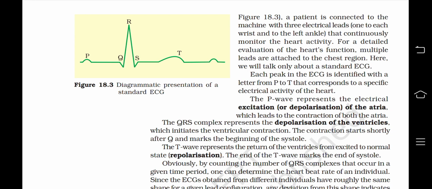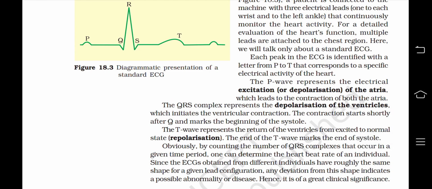Each peak in the ECG is identified with a letter from P to T that corresponds to a specific electrical activity of the heart. The P wave represents the electrical excitation, or depolarization, of the atria, which leads to the contraction of both the atria. The QRS complex represents the depolarization of the ventricles, which initiates the ventricular contraction. The contraction starts shortly after Q and marks the beginning of the systole. The T wave represents the return of the ventricles from the excited to normal state, repolarization. The end of the T wave marks the end of systole.